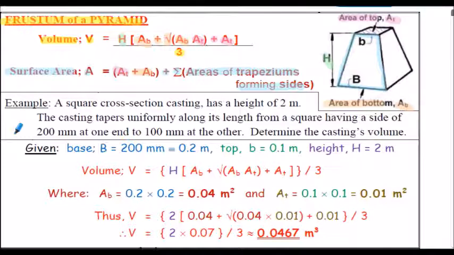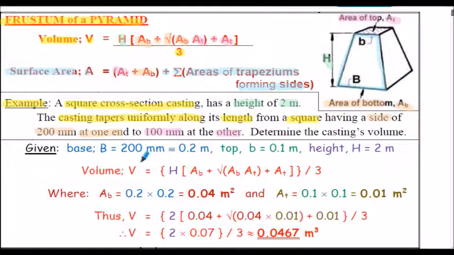Let's consider an example. So a square cross-section casting has a height of 2 meters. The casting tapers uniformly along its length from a square, having a side length of 200 millimeters at one end to a length of 100 millimeters at the other.